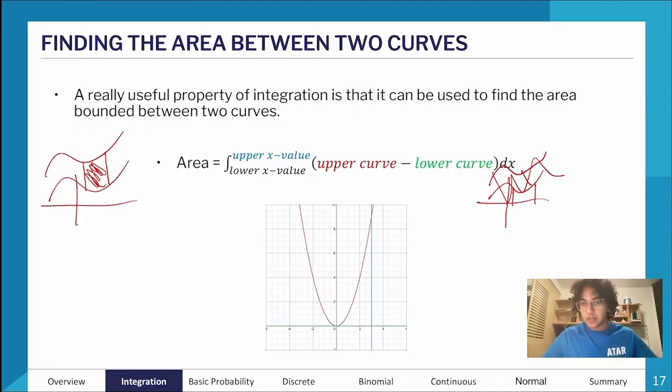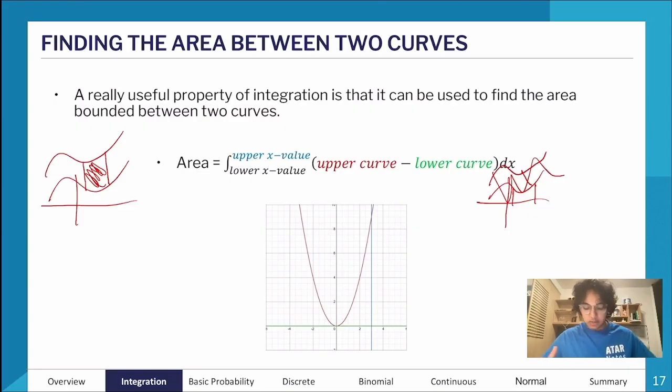There can be some practical applications to this, but in Methods you don't really cover that. Sometimes they give you application questions where that's useful. Maybe you're trying to find the area of a garden bed or something similar to that, and that garden bed is defined by multiple functions. That's just an example of the sort of application question you could get here.